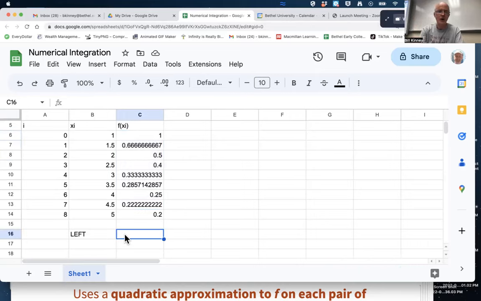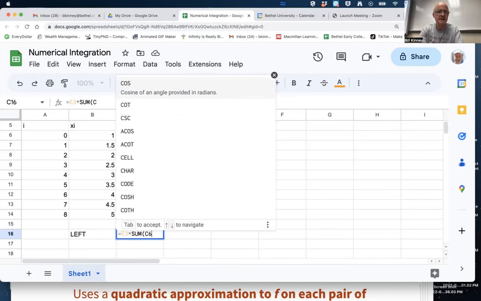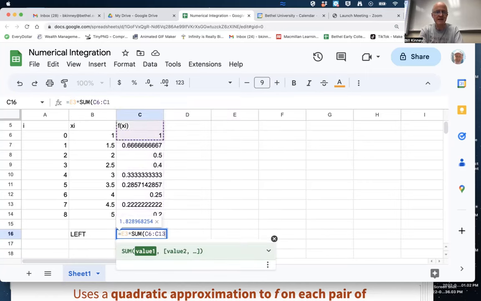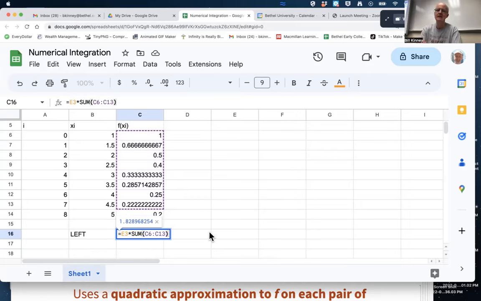So I could do h again as in cell E3. I could do equals E3 times the sum of C6, not through C14, but C13. I don't want to use that rightmost node. The 8th interval I'm using still the 7th node to figure out the function value, the height of the rectangle.